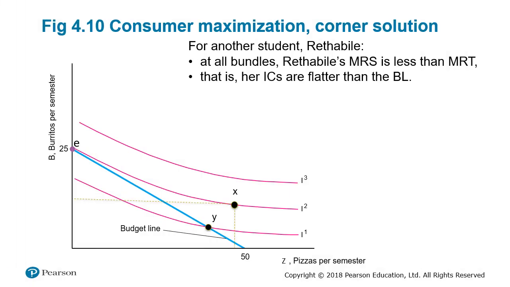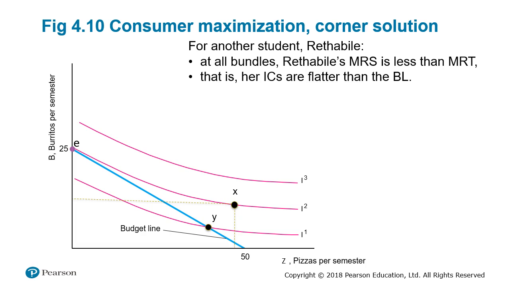Now, the type of example we've just looked at, where the consumer ends up with some of both goods, is referred to as an interior solution, and that is the most likely or typical case. But sometimes, given a consumer's preferences, we might end up with a corner solution, an exception to the rule where the consumer only consumes one good, and we don't have to look for the equality of the slopes.